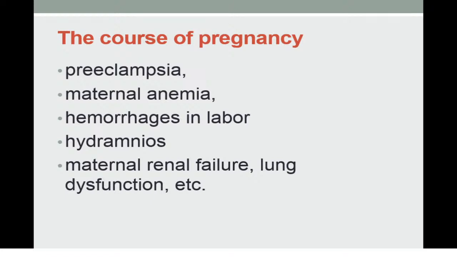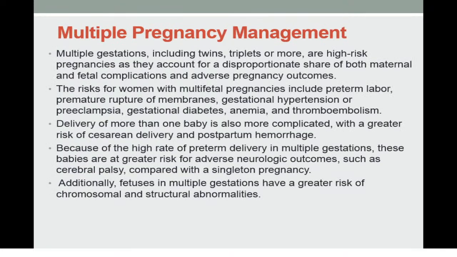Hydramnios, we already told about it. Maternal renal failure, lung dysfunction, and so on. These are complications complicating the course of pregnancy. What about the management? Multiple gestations, including twins, triplets or more, are high-risk pregnancies, and they account for a disproportionate share of both maternal and fetal complications and adverse pregnancy outcomes.